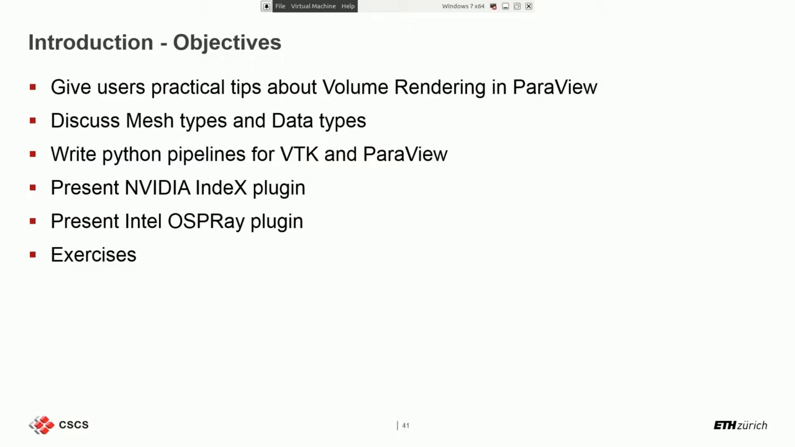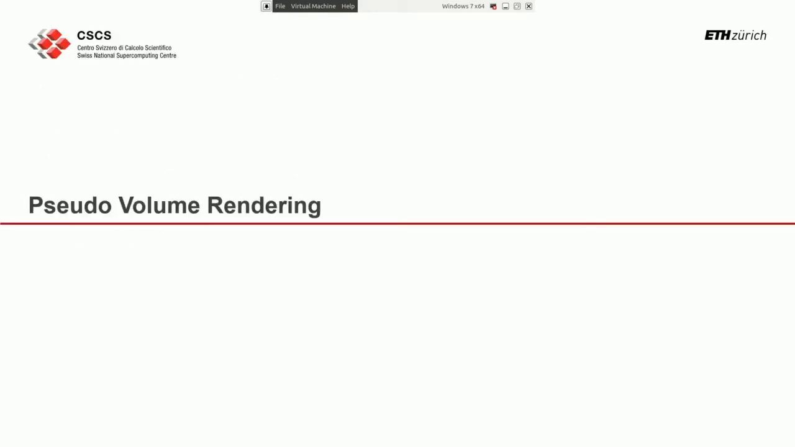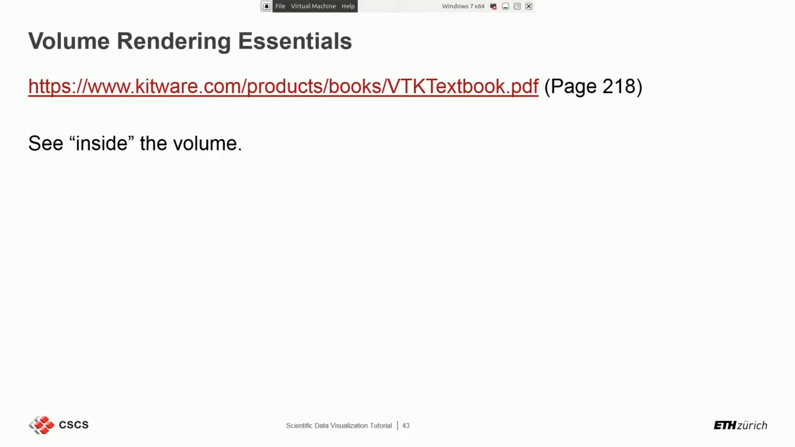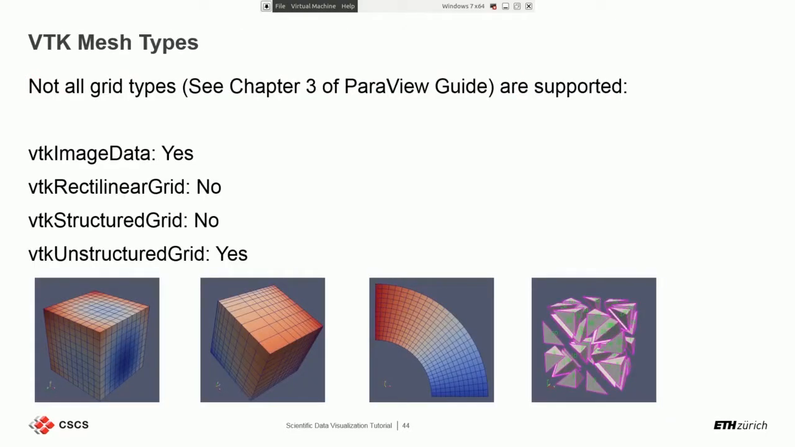I want to discuss mesh types, data types, VTK pipelines, ParaView, then present the NVIDIA Index plugin, also present the Intel OSPRay plugin, and then I have some demos and exercises, and if we have time, we need to practice those. All right? So pseudo volume rendering to begin with. I'll refer you to the textbook, page 218. I meant here to add a picture, but I forgot it, so there's nothing to see inside. Sorry about that.